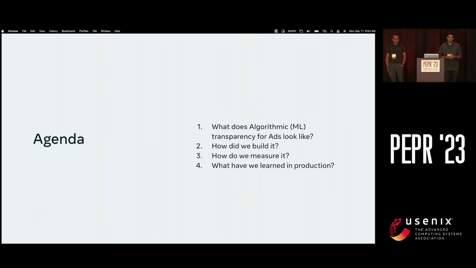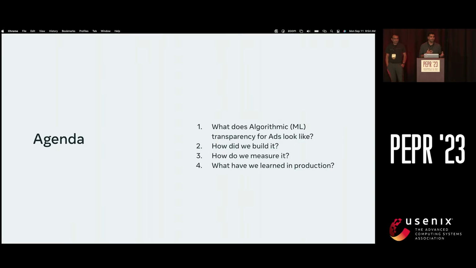So today we will be talking about four things. The first one is what the area of algorithmic transparency even looks like. How did we build the product, "Why am I seeing this ad?" How do we measure the product? And what have we learned by pushing the product in production?